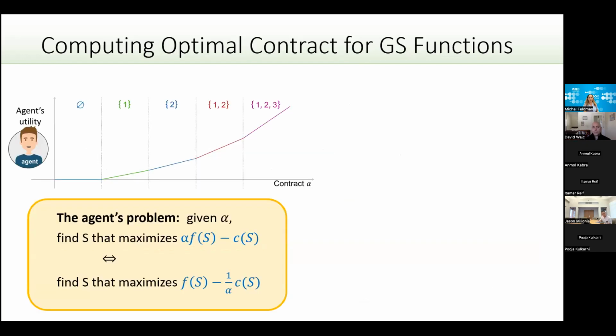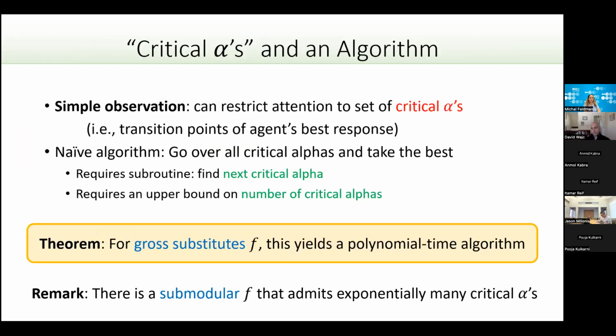Okay, good. I have a question. Yes. If you go back to the previous slide, you commented that if you have a submodular function f, then the number of critical alphas is exponentially many. Can you still find the next critical alpha in poly time? Okay, great question. Let me tell you two things. First of all, I can find the next critical alpha in poly time.